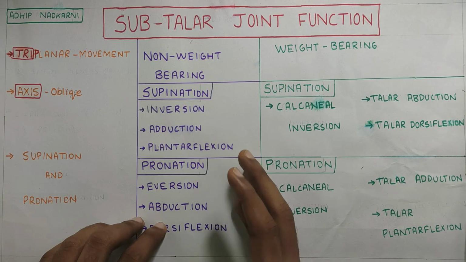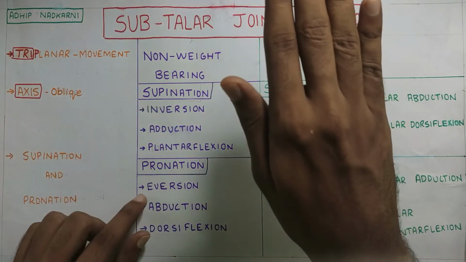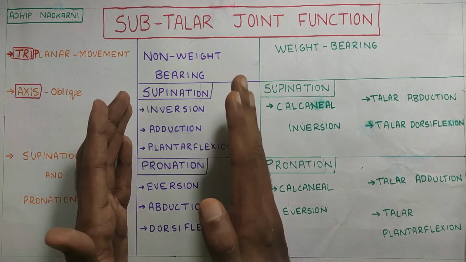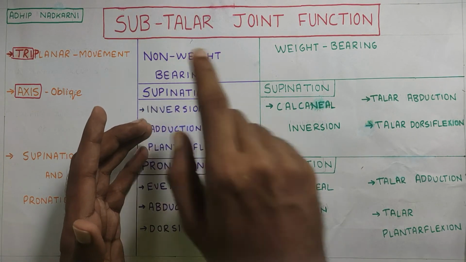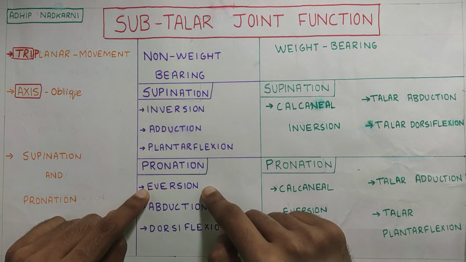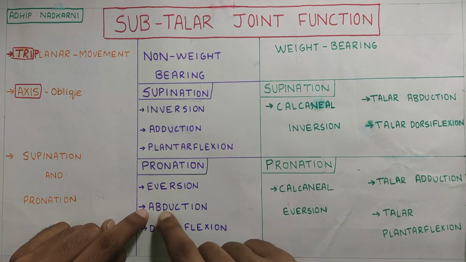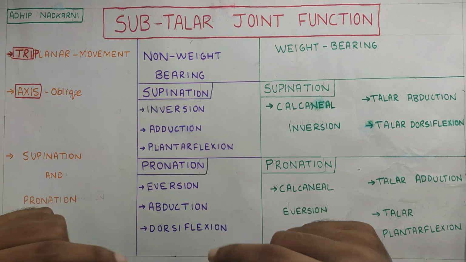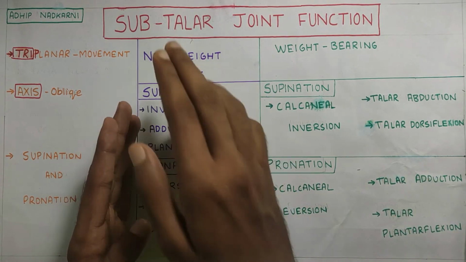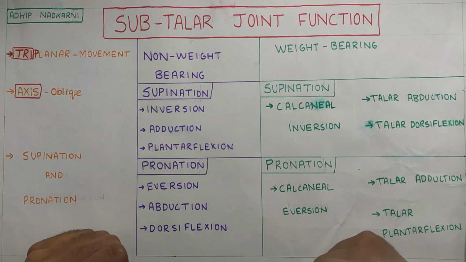Whereas in pronation, what will happen? So during pronation, the leg goes for eversion, abduction and dorsiflexion, which will be taken up by calcaneum in the non-weight bearing condition. Whereas in weight bearing, the calcaneum will only take up the eversion part, whereas the other two movements, that is abduction and dorsiflexion, will be flipped by the talus, which will cause relative pronation at the subtalar joint. Okay, now let's summarize the topic.